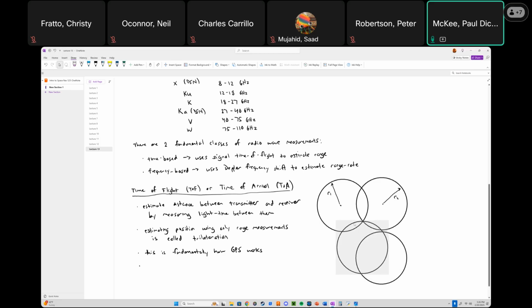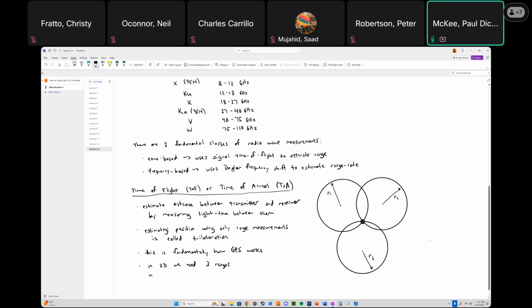So then we'll say, okay, let's say you're also at some range R3 from some 3rd point, and now all of a sudden it's obvious which of the 2 solutions it is. Right? So it has to be right here. So to go back to your point then, Christy, in 2D, we need 3 ranges.